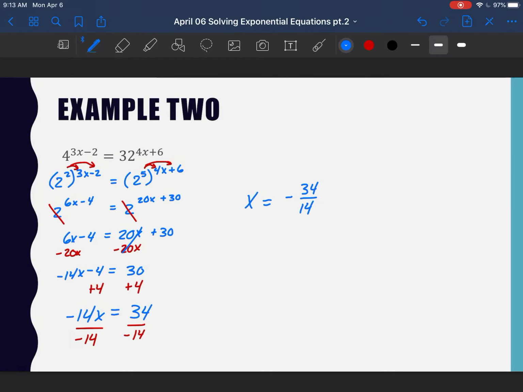But I'm not that lazy to leave that answer like that. Remember, fractions, gotta simplify them. So 2 divides both numbers evenly, so divide by 2 on the top and bottom, you get negative 17 over 7. So there's your first one. Not the nicest looking answer, but it's an answer.